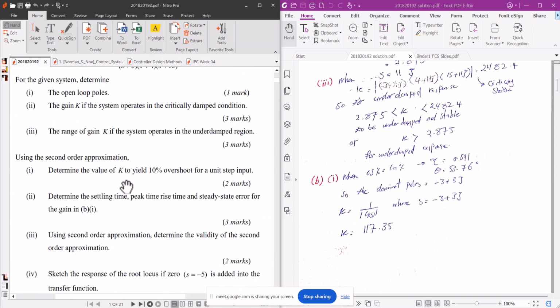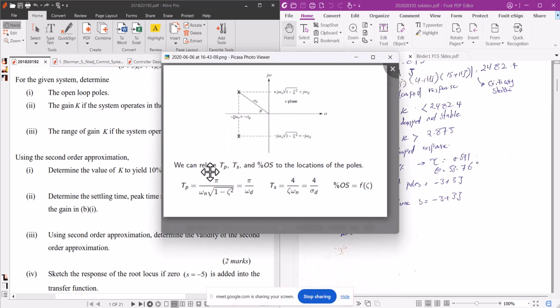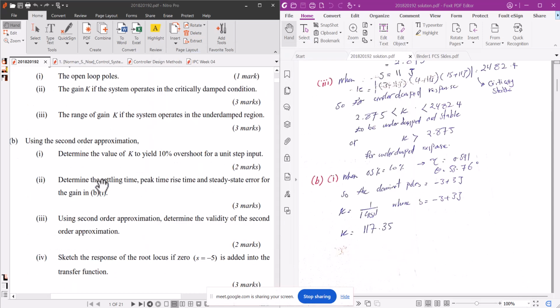So, determine the value of K to yield 10% overshoot for a unit step input. It's done. Now determine the settling time, peak time, rise time, and steady state error. The formulas for settling time are very well defined. This is your peak time, pi over omega d, where omega d is your imaginary part. So should we memorize those rules?